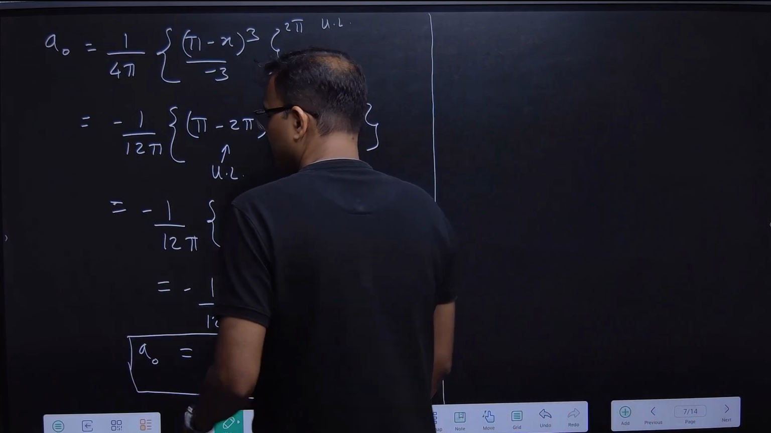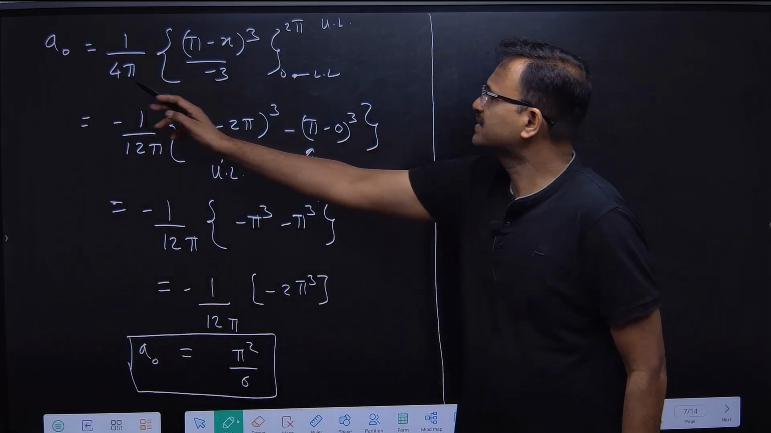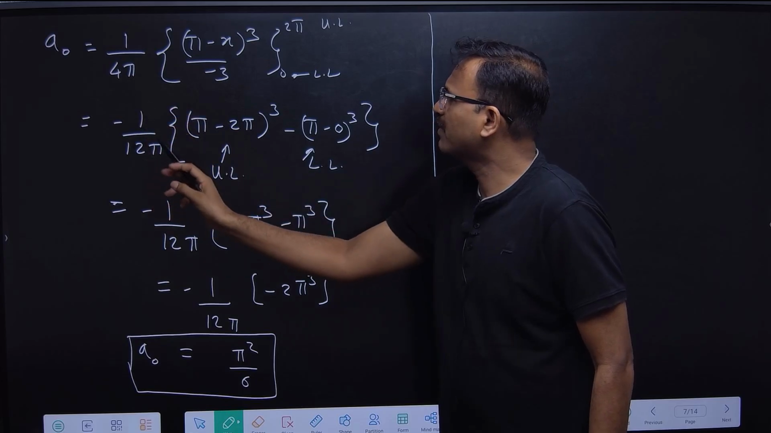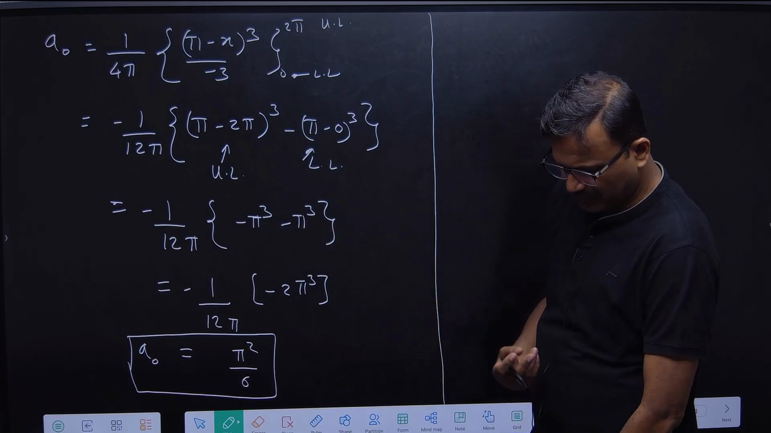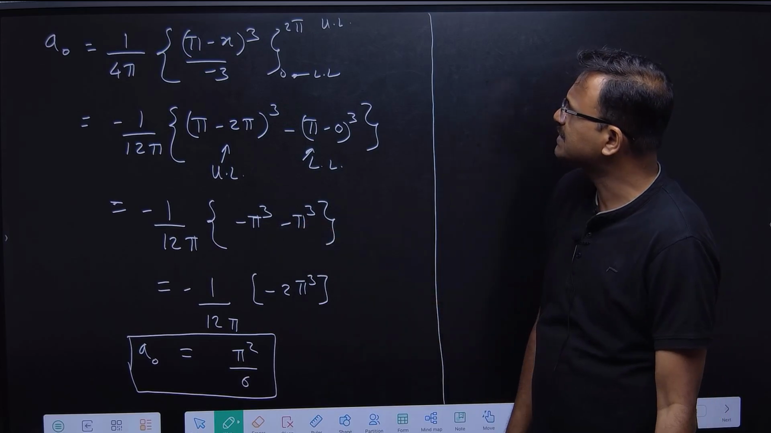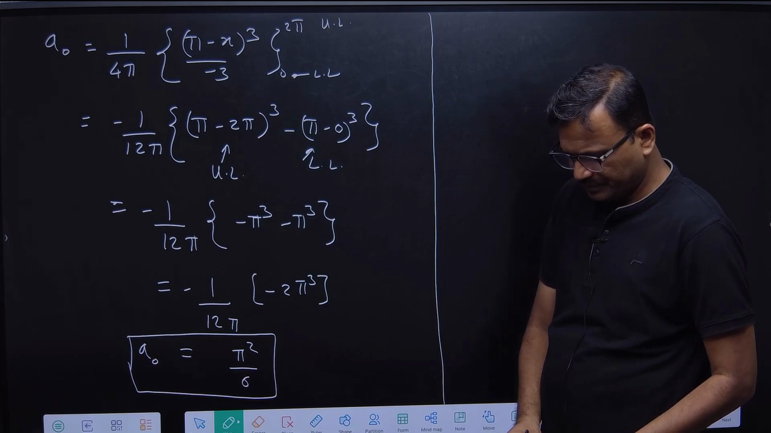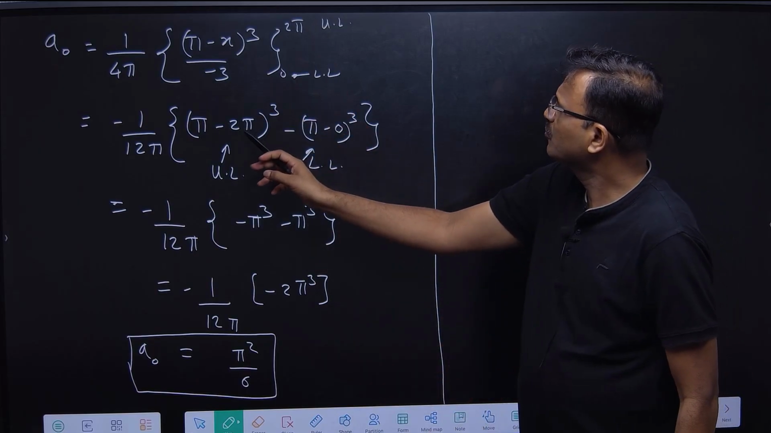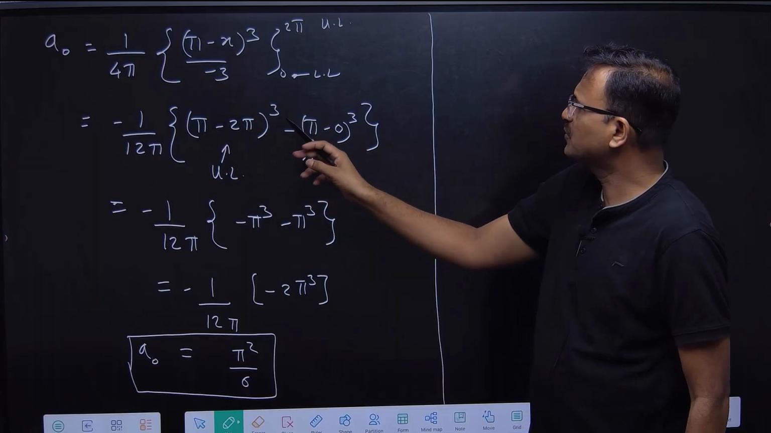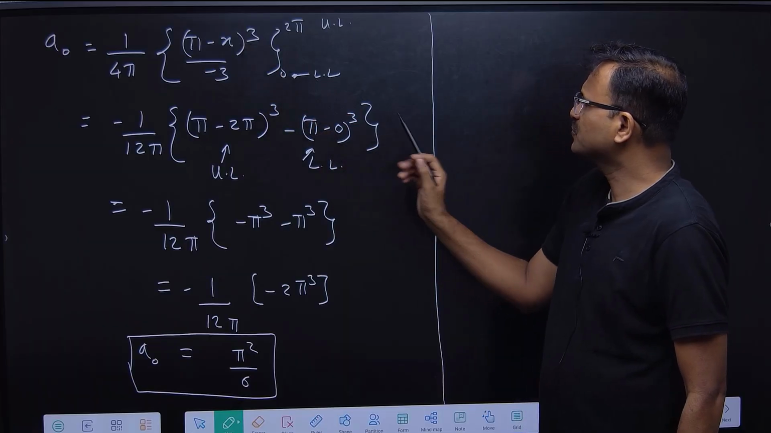So to find a0 now, I'll take this minus 3 outside. Minus 3 into 4 pi will become minus 12 pi. Now, if I put the upper limit 2 pi in place of x, it becomes pi minus 2 pi the whole cube. It is upper limit 2 pi I am substituting in place of x, so it is pi minus 2 pi the whole cube minus the lower limit in place of x. If I write 0, it is pi minus 0 the whole cube.